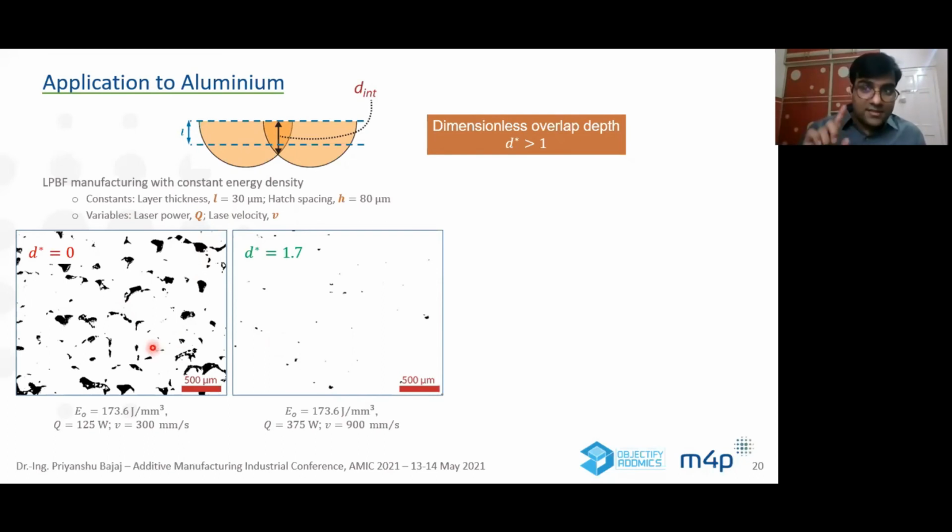And you see, with the same energy density, when D star is below 1, I get a poor product. But when my D star is greater than 1, 1.7 in fact in this case, this is where I have a very nice product with very, very low porosity.